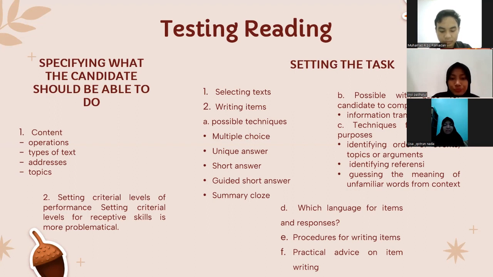And then the fourth point of writing items is which language for items and responses. The wording of reading test items is not meant to cause candidates any difficulties of comprehension. It should always be well within their capabilities, less demanding than the text itself. The fifth point of writing items is procedures for writing items. The starting point for writing items is a careful reading of the text, having the specified operation in mind. And the last one is practical advice on item writing.